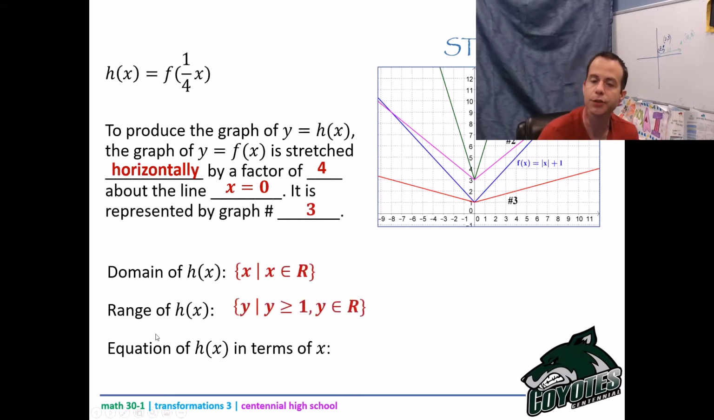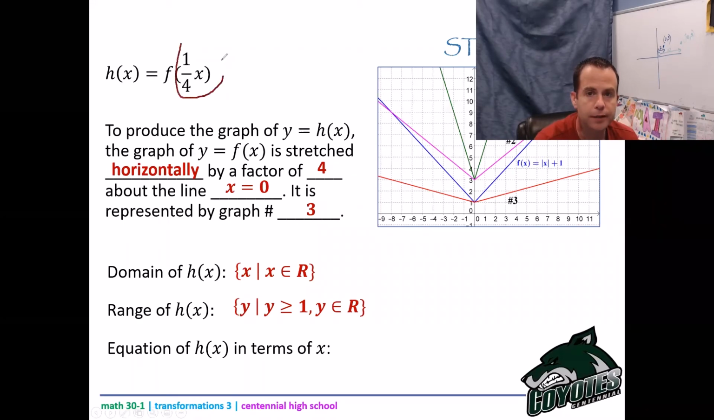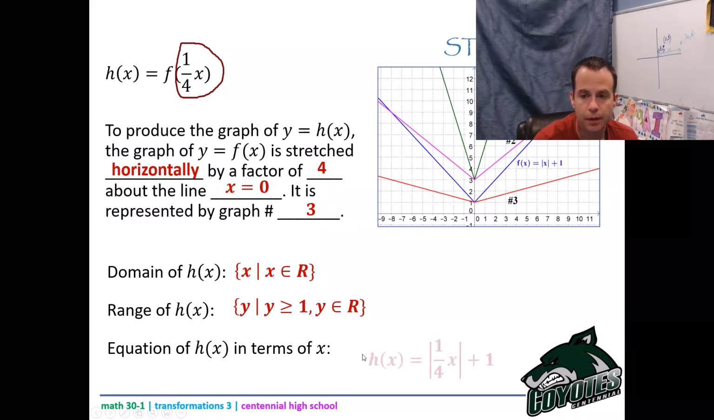And now I want to do the equation of h of x in terms of x. So this now says take whatever equation f of x was and replace x with 1/4 x. In my equation, x is inside the absolute value, so I'm just going to replace my x with 1/4 x, and that's all I do. That's it.